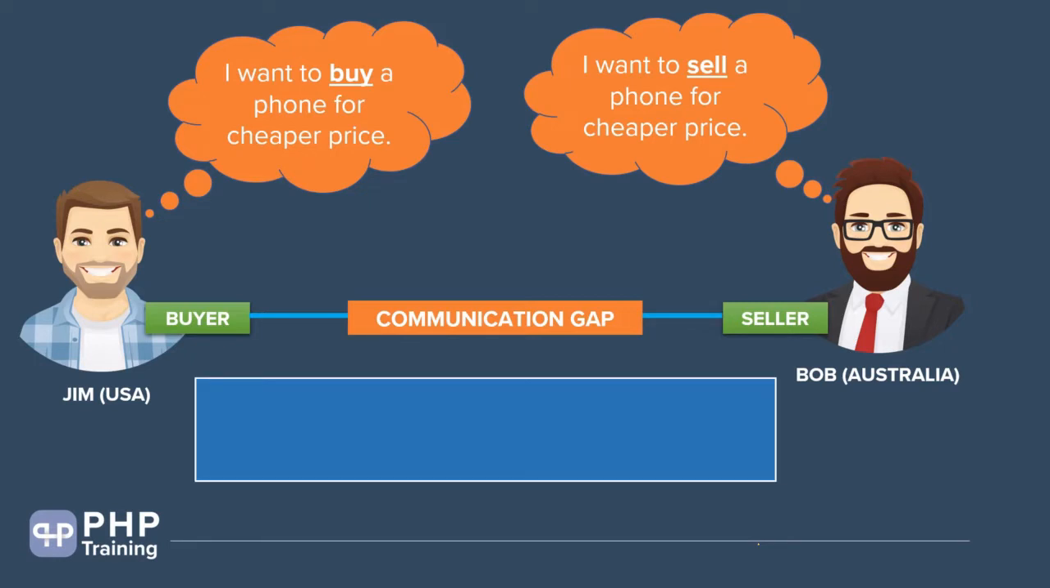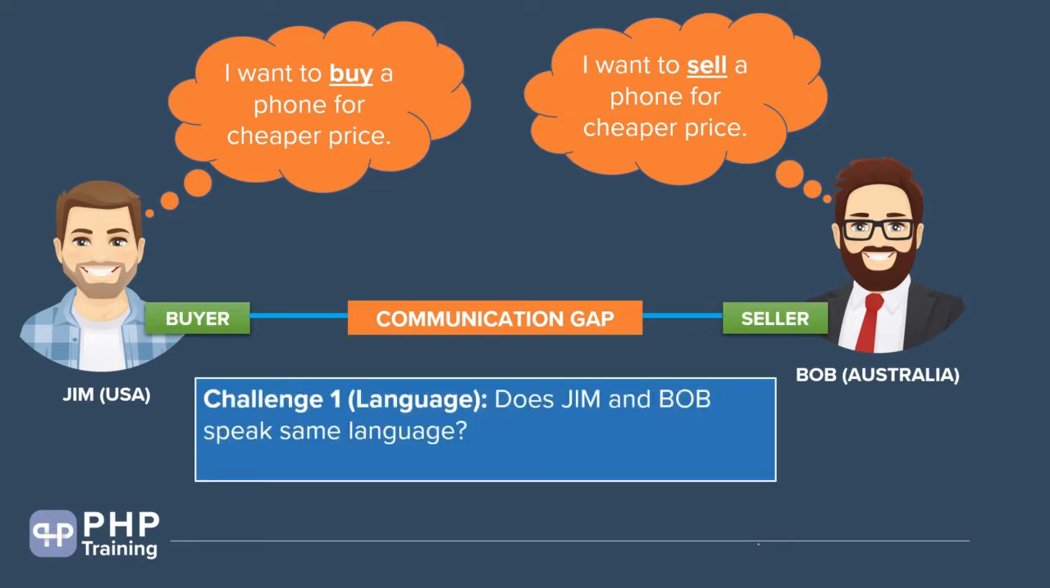Let's understand the two challenges that we have. Challenge number one is the language. Do Jim and Bob speak the same language? That's the first challenge. The second challenge is distance. How can Jim find Bob? To solve this communication challenge, you have to solve these two problems. The first problem is, do Jim and Bob speak the same language? So you have to agree on one language, and then you also have to solve the distance problem, where Jim and Bob can communicate with each other irrespective of their distance.